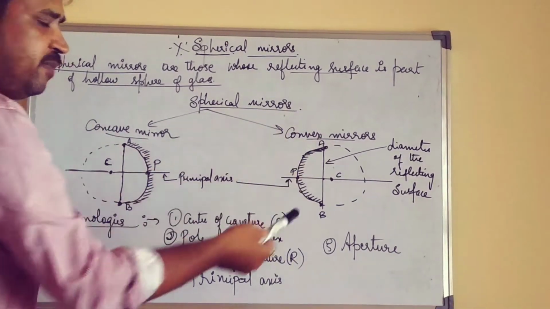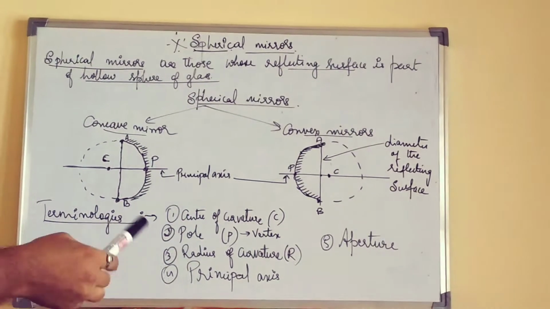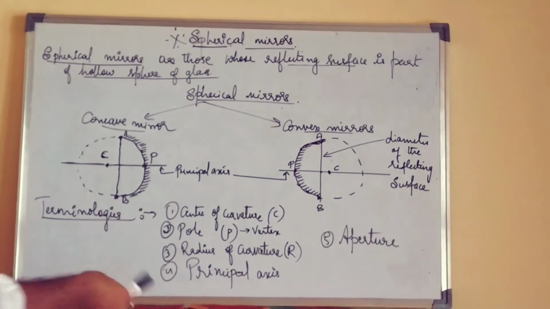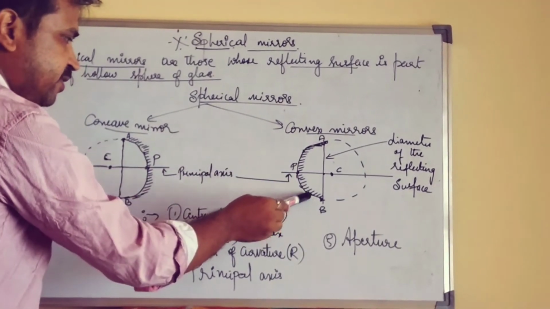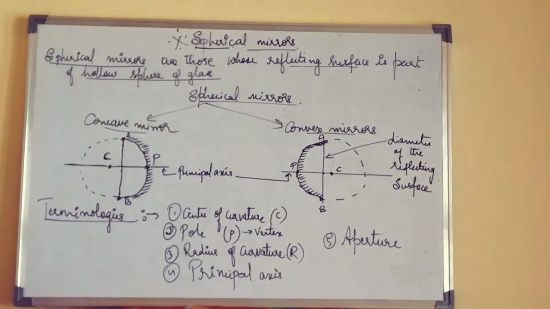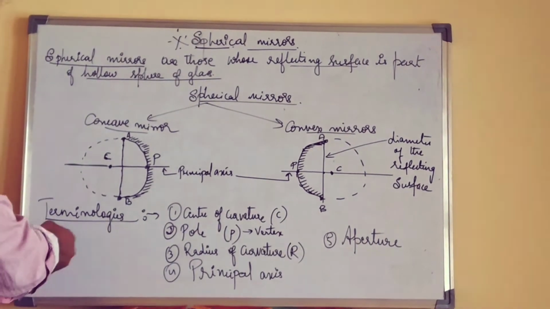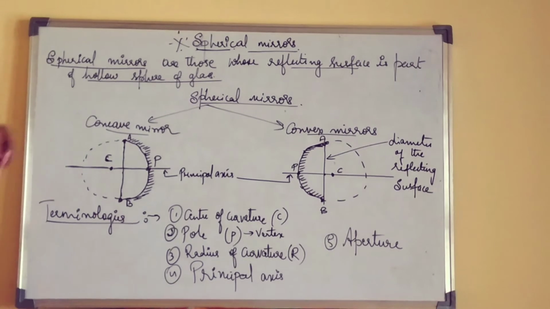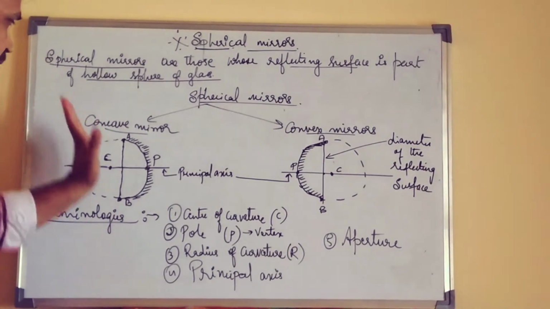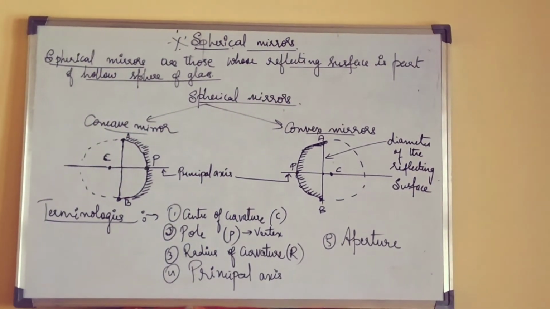So convex mirrors are those mirrors, or the spherical mirrors, in which the reflecting surface is away from the center of the sphere. As simple as that. Now we have to have certain terminologies or the definitions associated with both concave mirror and convex mirror. What are those?